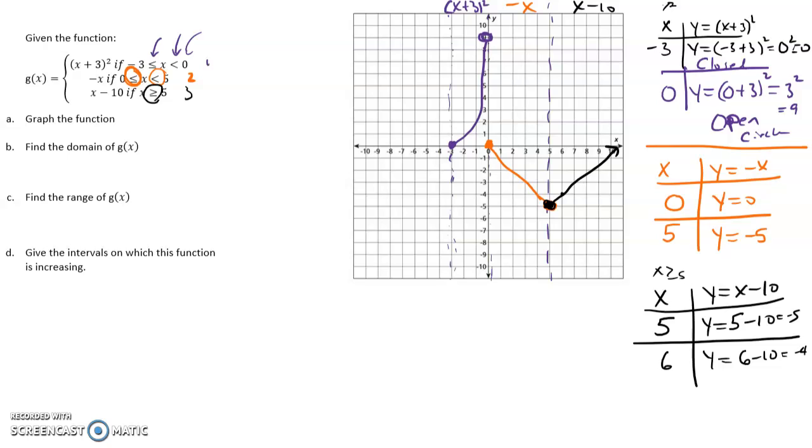And there's my piecewise function. I can see it has the 3 pieces right here. Now let's take a look at the domain of this graph. The domain are going to be the x values.